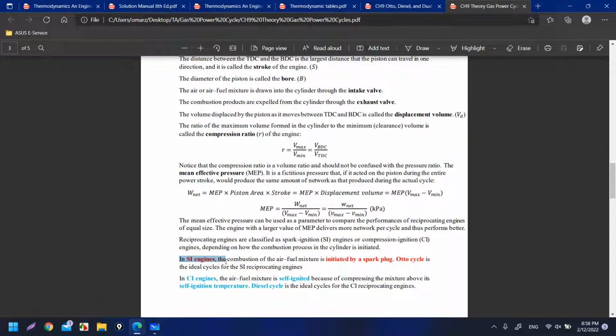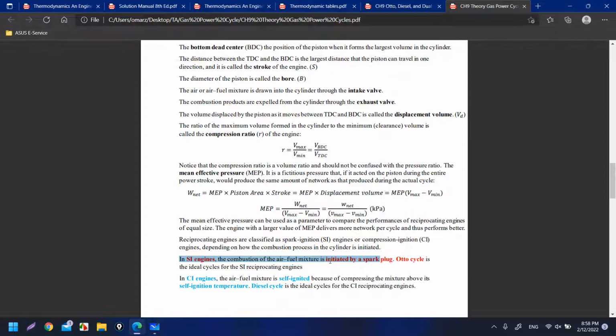In SI engines, the combustion of the air fuel mixture is initiated by a spark plug. So the ignition itself is initiated by a spark plug. Otto cycle is the ideal cycle for the SI reciprocating engines. So when you see SI engines, think about Otto cycle. Diesel engines are CI engines, and they use the diesel cycle. It has a self-ignition temperature. But here we have a spark in the Otto cycle.